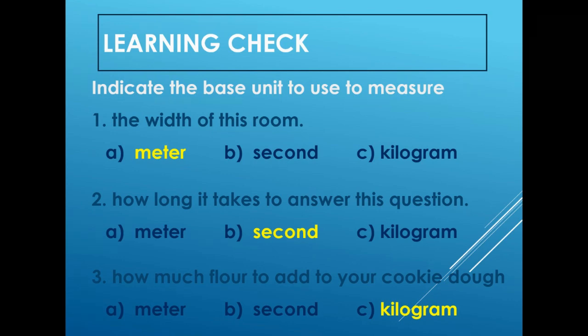So to measure the width of a room, meters measure length or width or height, some distance. So a meter would be the most appropriate unit to use to measure the width of this room. Second measures time. So when we say how long it takes, we're talking about an amount of time. So we would use a second. And then when we say how much flour, we would use a kilogram.